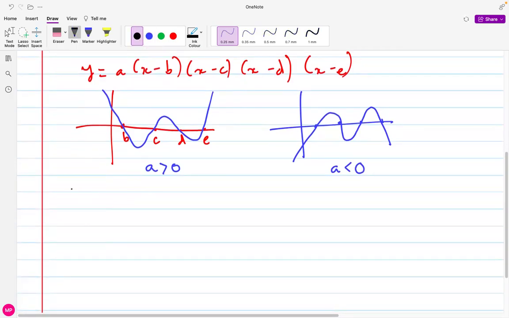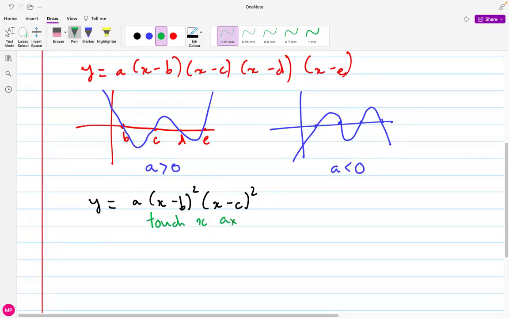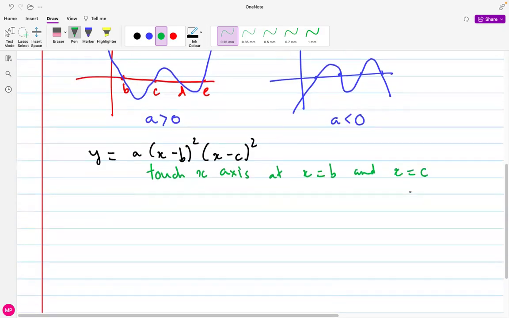All right. Now, if you have y equals a(x minus b) squared times (x minus c) squared, when you have a square at both b and c, this means you're going to touch, or form a parabola, at b, and you form a parabola at c. Or you can say you touch the x-axis at x equals b and x equals c. So how does that look on my graph? Imagine I have B here and C here.